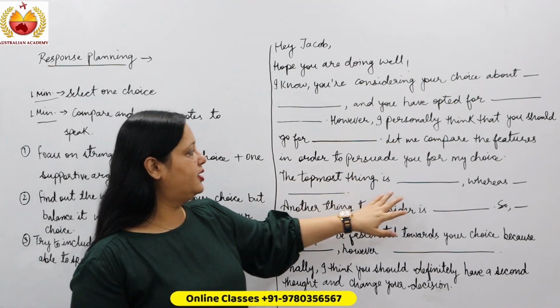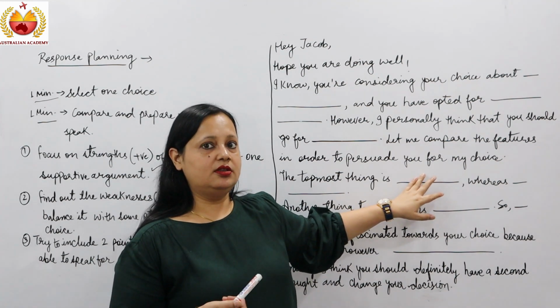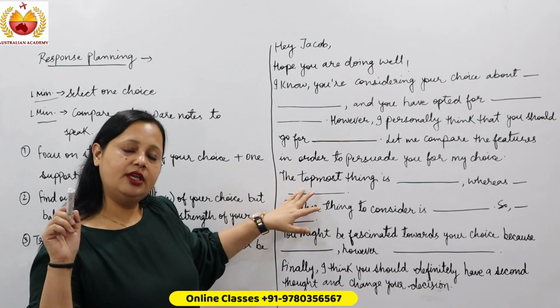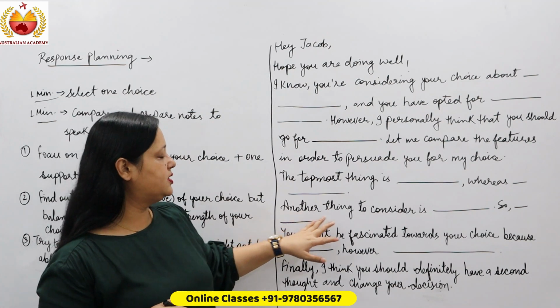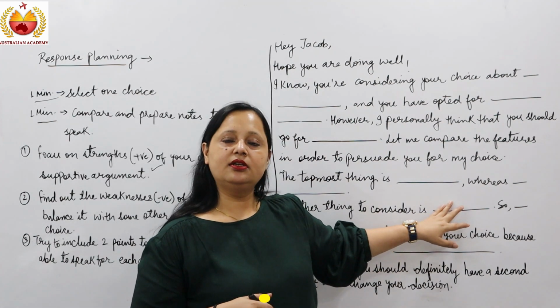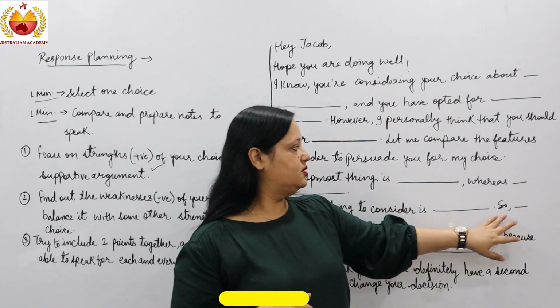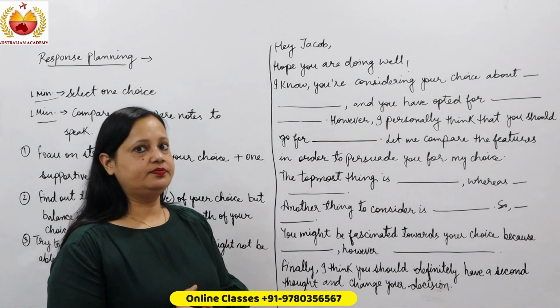The topmost thing is, so you have to talk about the strength of your point. Whereas, what is the negative point in his choice, that should be compared here. Then another thing to consider, so you can write another strength of your choice and explain with supportive argument. So is to explain the supportive argument or the result of it.